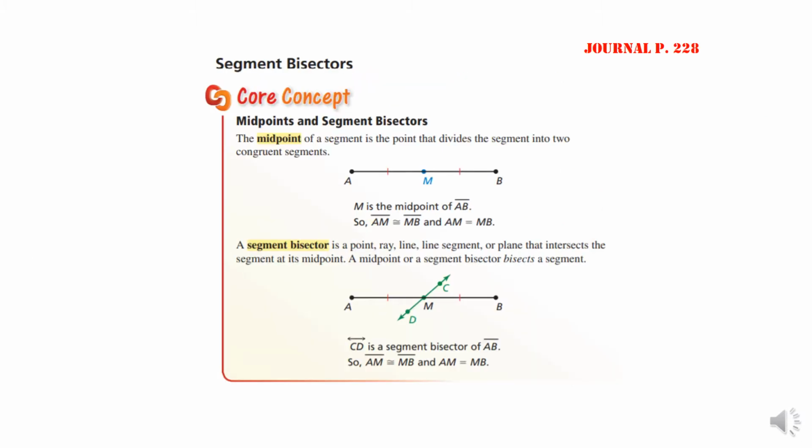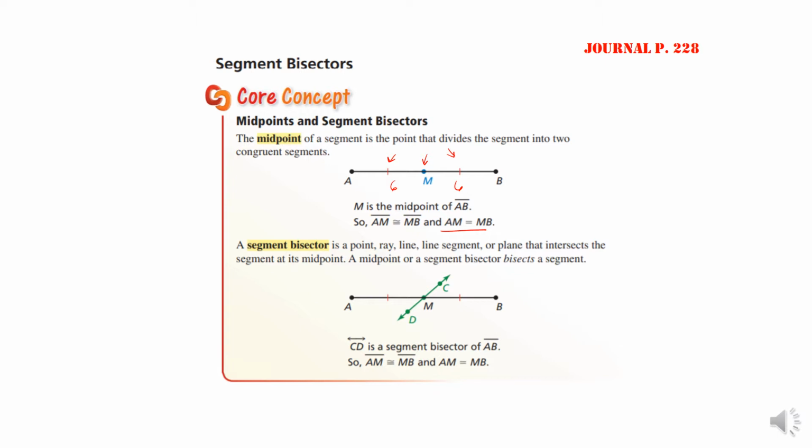Okay, first thing we're going to talk about is midpoints and segment bisectors. The midpoint of a segment is the point that divides the segment into two congruent segments. So you can see by these symbols that they're saying that AM is congruent to MB. That also means that AM is equal to MB. So if this was 6, we would know that this is 6. The fact that this is a midpoint tells us that the distance to either side is the same, okay?